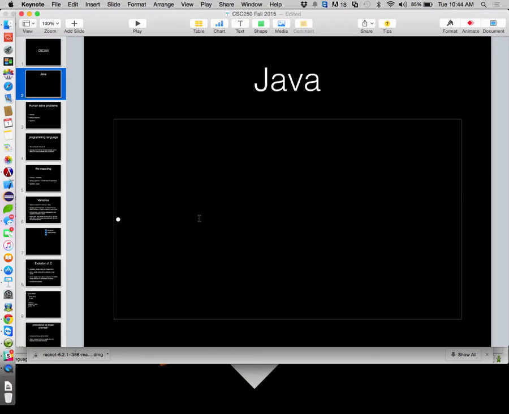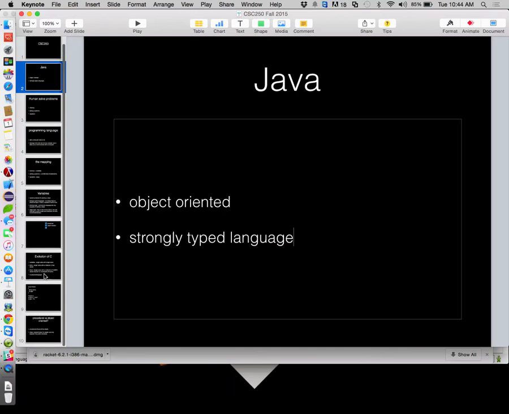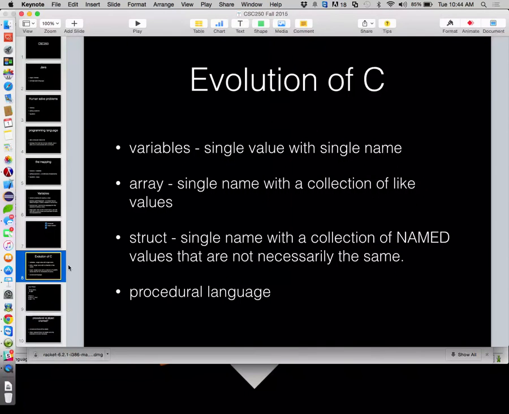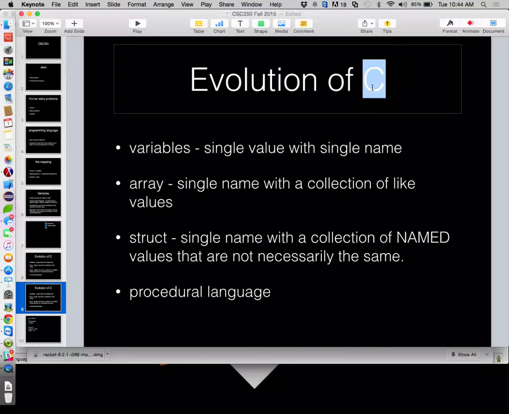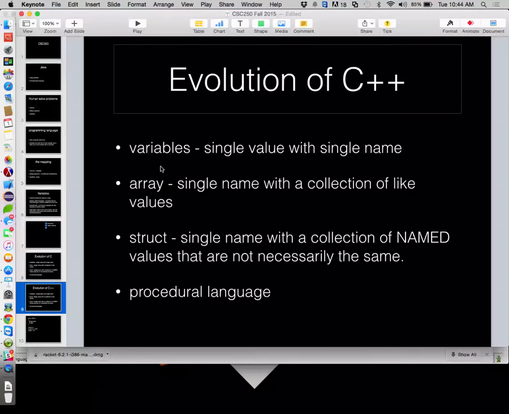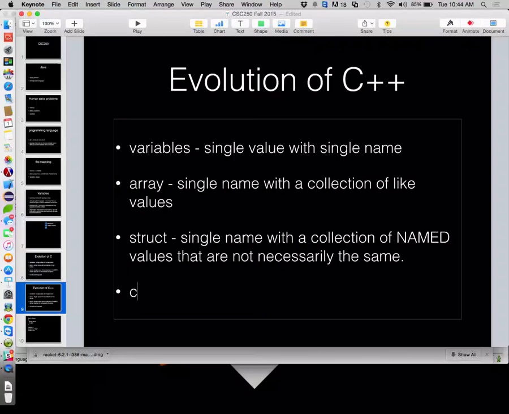So Java, we've already decided, is an object-oriented language. It's a strongly typed language. Okay, and now let's remind ourselves of the evolution of C++. So keep filling out that chart. C++ kept the variables, kept the arrays, kept the structs, but added something called a class. What's a class? It's a struct with methods.